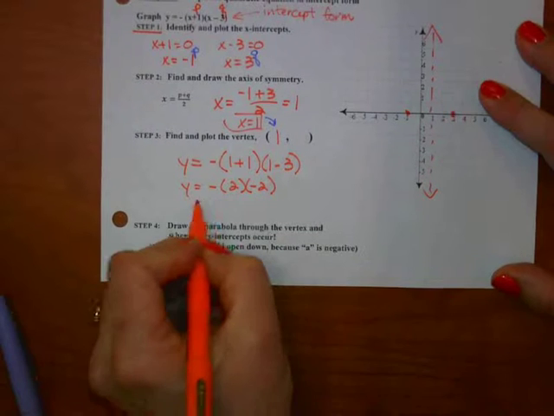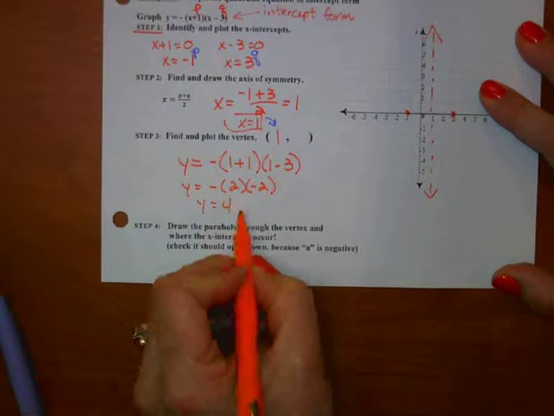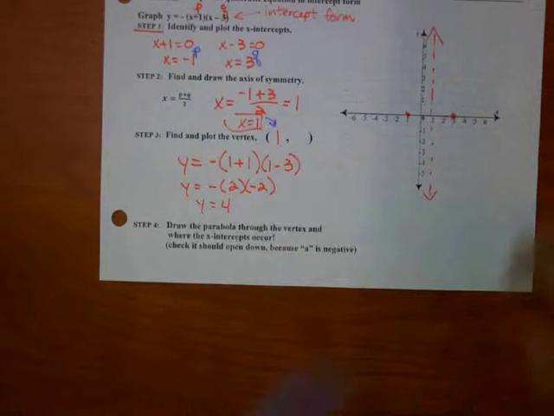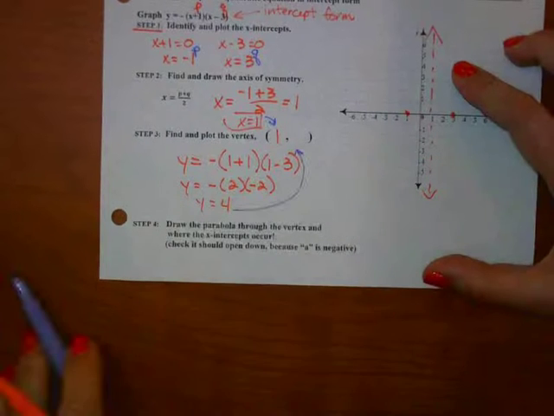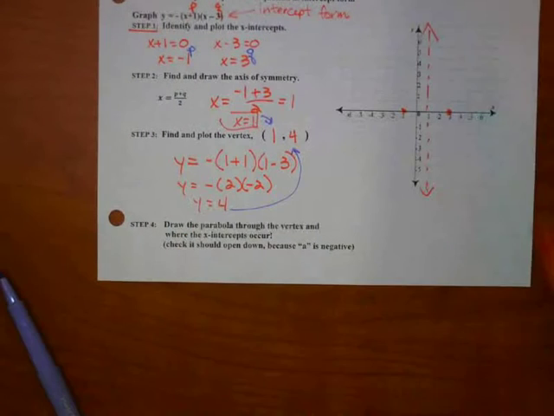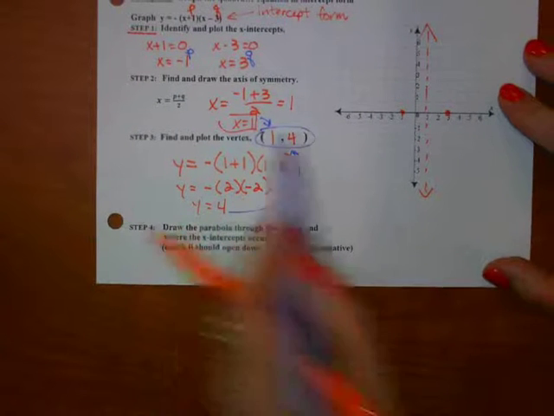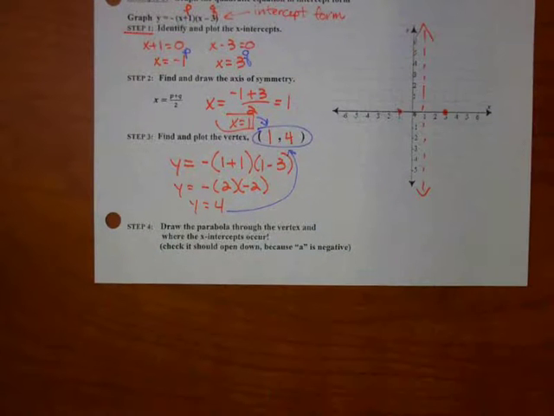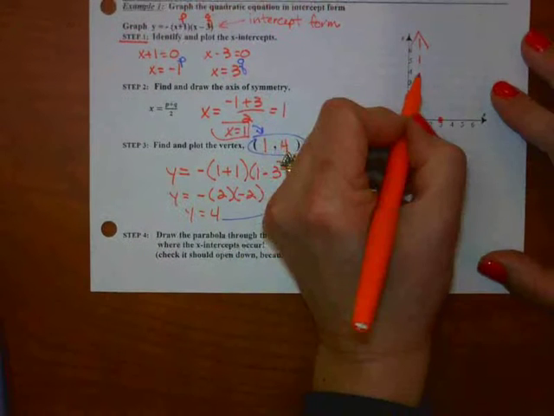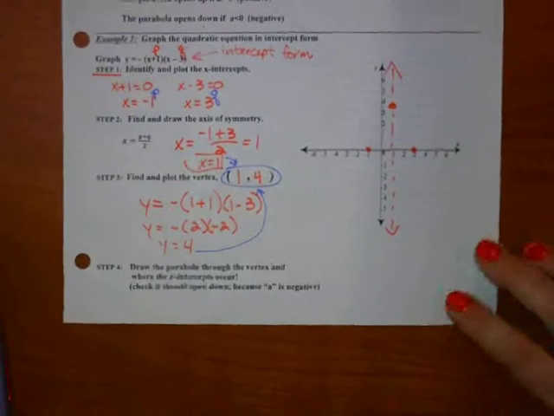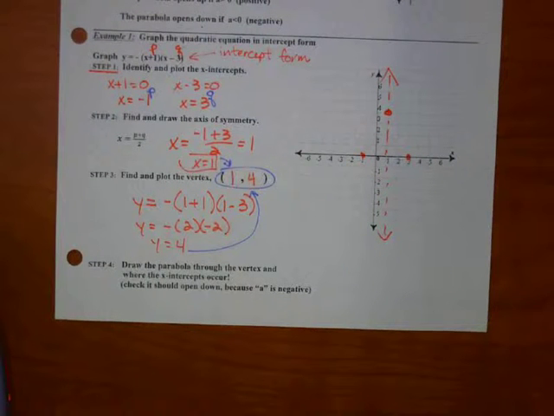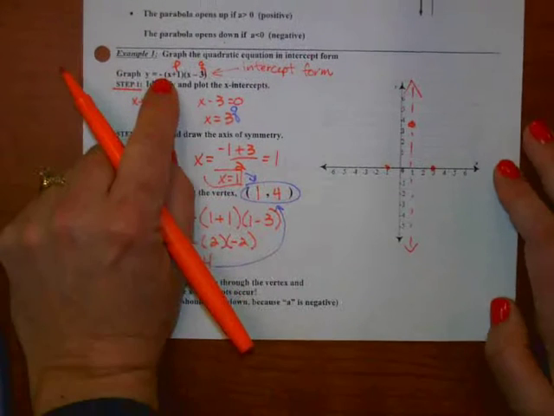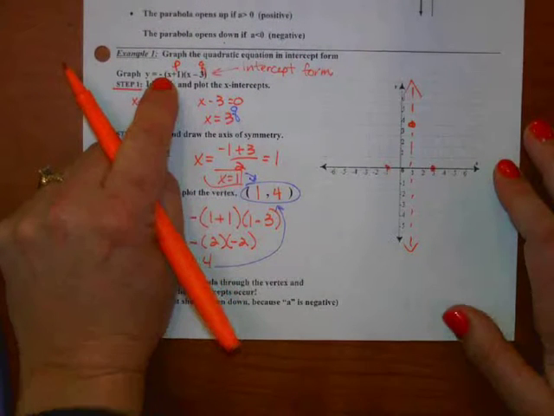So the y coordinate is +4. I'm going to plug that into my vertex ordered pair here, which is 4. Now, if you do this and it doesn't end up on your axis of symmetry, you made a mistake, right? All right. Over 1, up 4, there's my vertex. Which way does my parabola open? It opens down because of the negative. So now you can just sketch it.